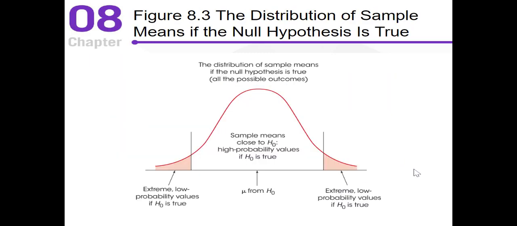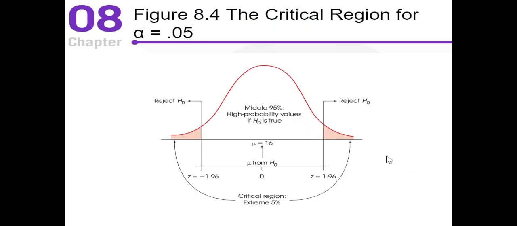If we take a look at figure 8.3, we've got the set of potential samples, divided into those that are likely to be obtained and those that are very unlikely to be obtained if the null hypothesis is true. And in 8.4, we can see the critical region, the very unlikely outcomes, for an alpha of 0.05.